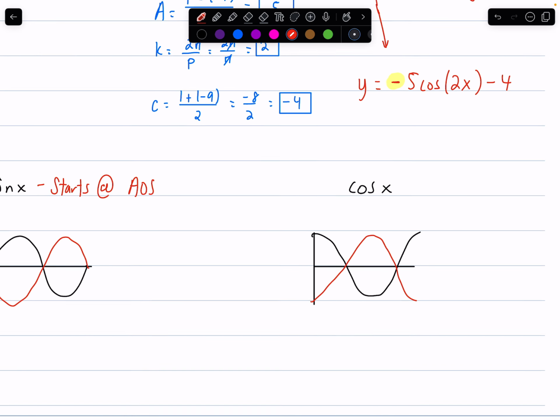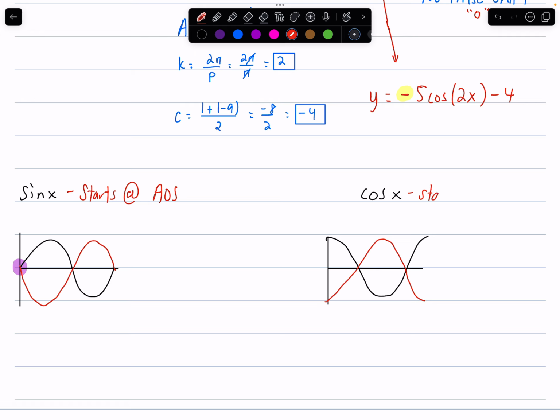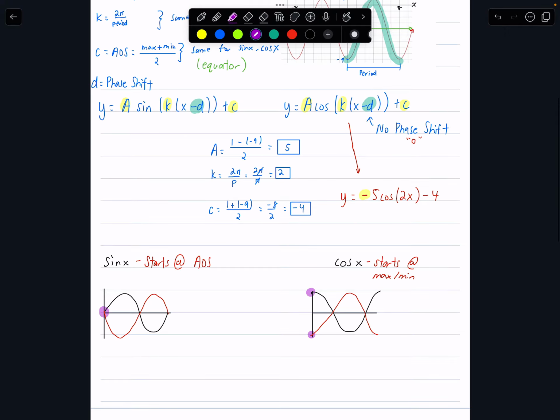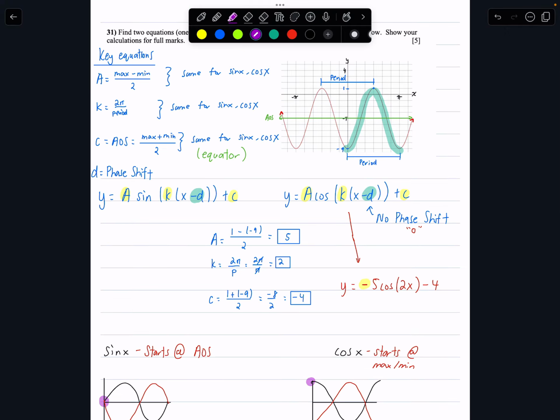But the cos x function is a little different. It starts at the max or the min. Depending on if you're talking about a positive or negative, it could start here or here. So this is very interesting. So now, how do I look at this graph and find the sine function?